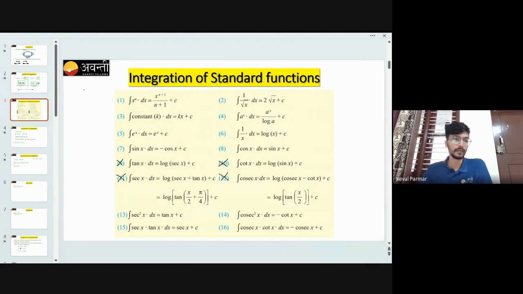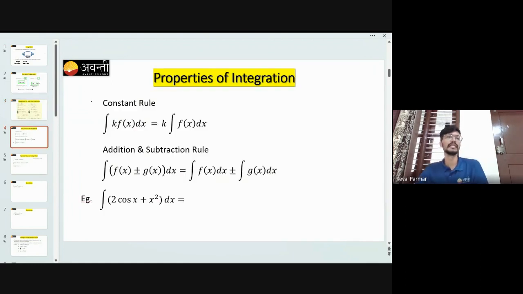Now, what will we do next? We will now study the properties of integration. In derivatives, we had rules of derivatives; similarly, you can call these rules or properties of integration. In derivatives, we had four: addition, subtraction, multiplication, and division, and the fifth one was the simple constant rule. In integration, we don't have the multiplication and division ones. We only have three: constant, addition, and subtraction. And they are the same as in derivatives. Got it?